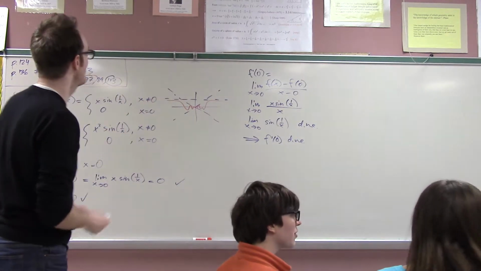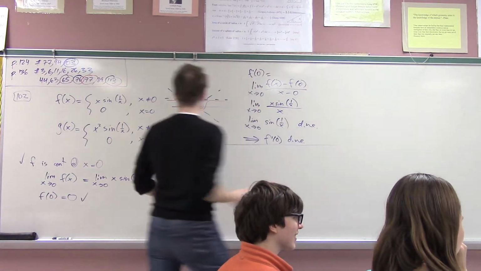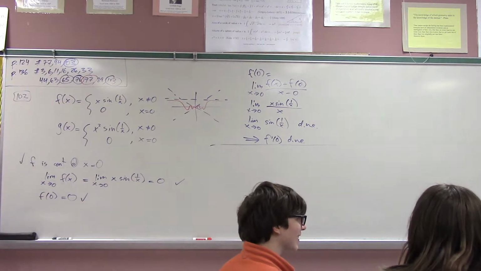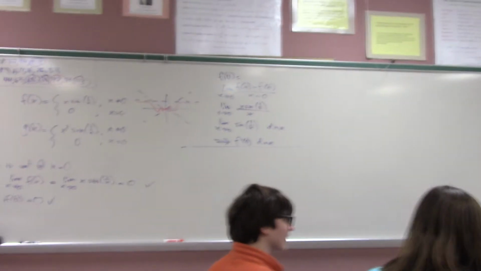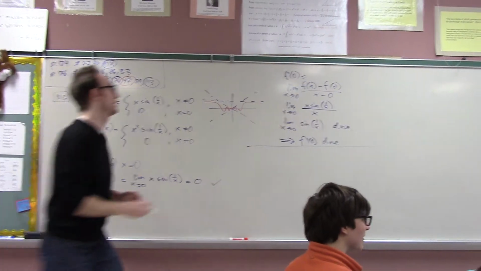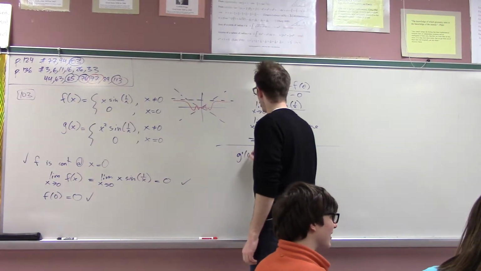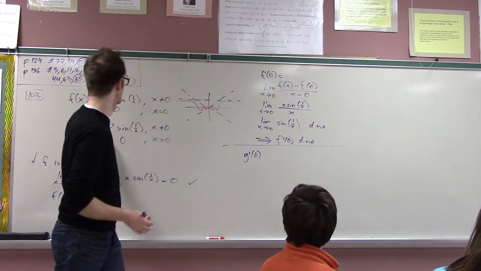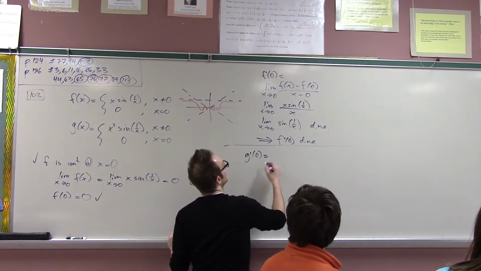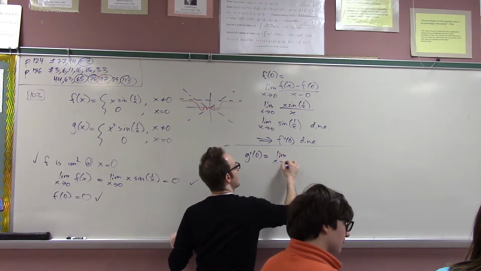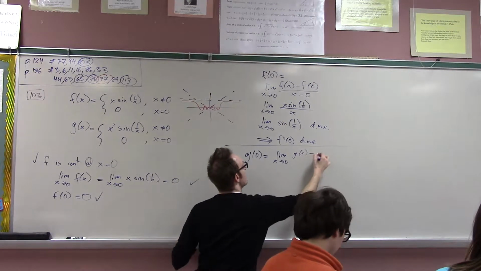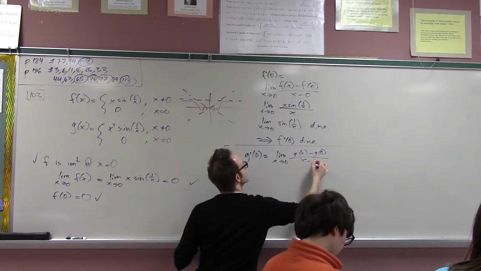What else? Let's move on. What's the other thing we're supposed to do? We're supposed to show that g is differentiable. Okay, well what is g prime of 0 by definition? Well, g prime of 0 is by definition the limit as x goes to 0 of g of x minus g of 0 over x minus 0.